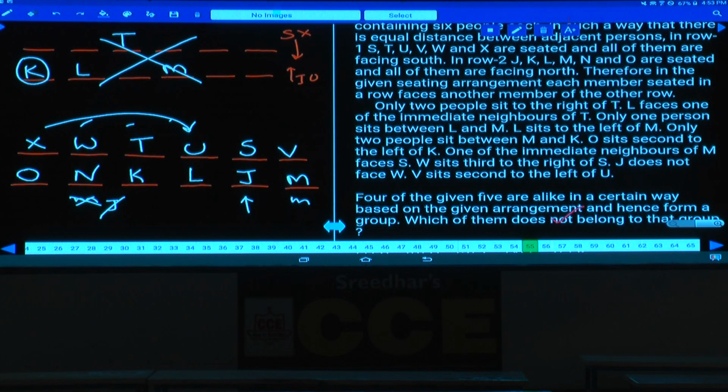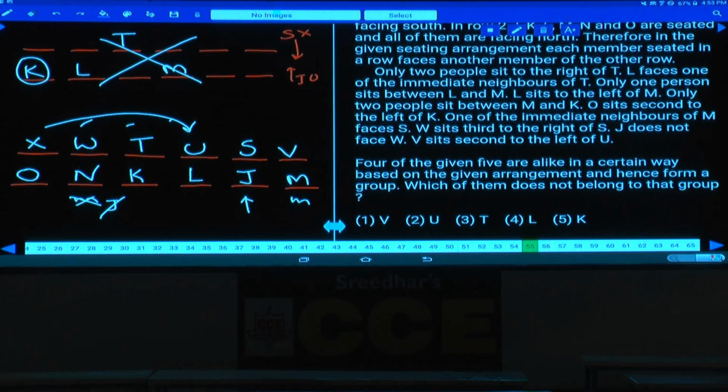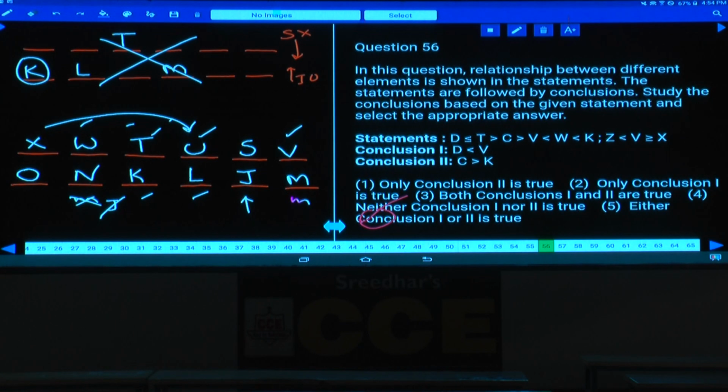Then 55, 4 of the following 5 is nothing but an odd man out. Which of the following is different? Now V, U, T, L. V is where? Here is V. Next one, U is at this place, and T. T is at this place, L is at this place, and K is at this. Except T, U, K, L. Except V, the remaining 4 persons are at the corners, and V is at an end of the row. Choice 1. Question number 55, it is choice 1.